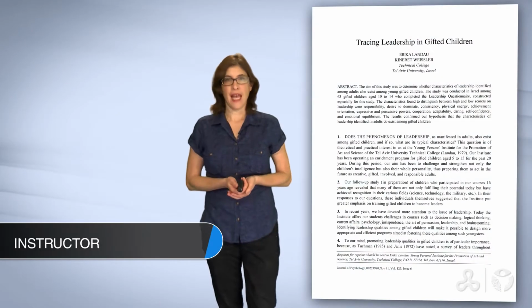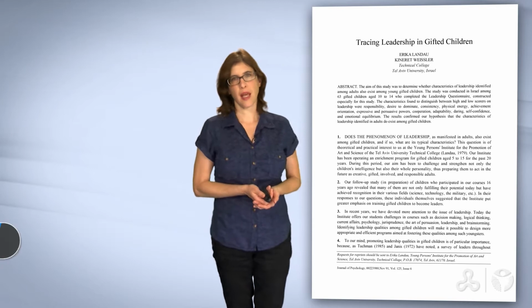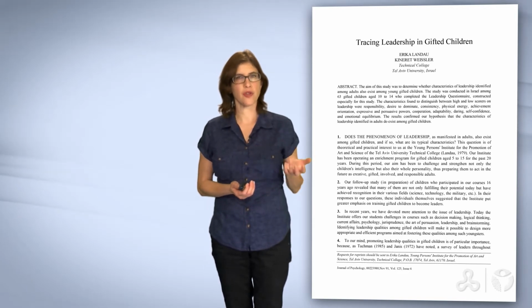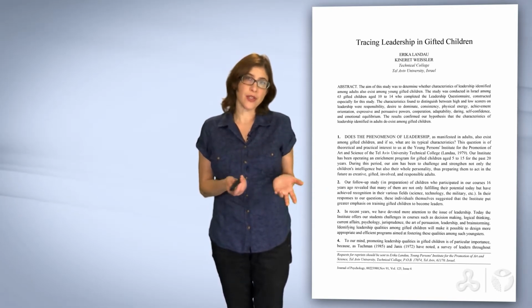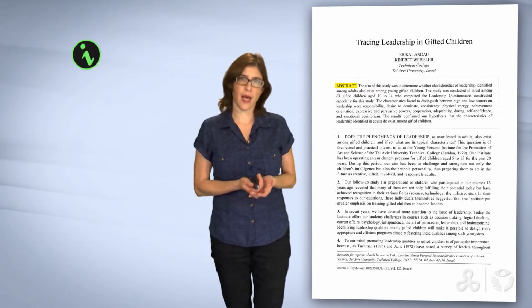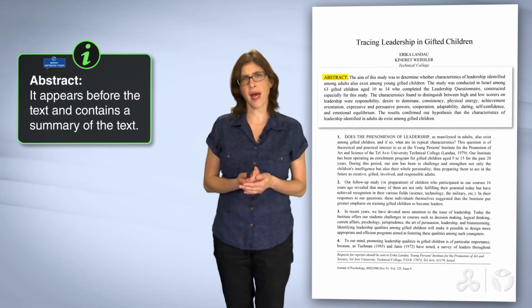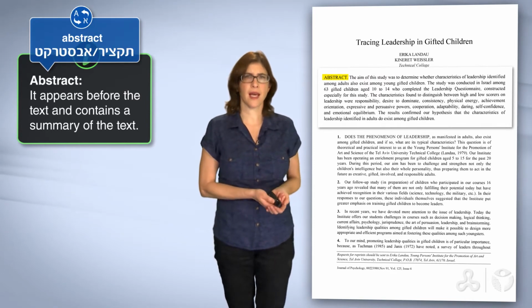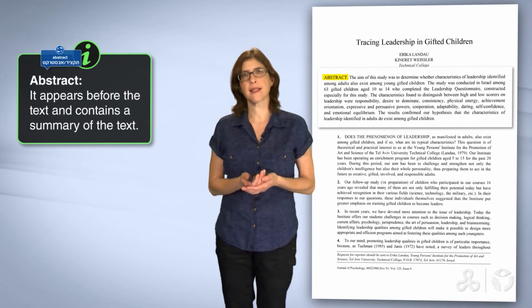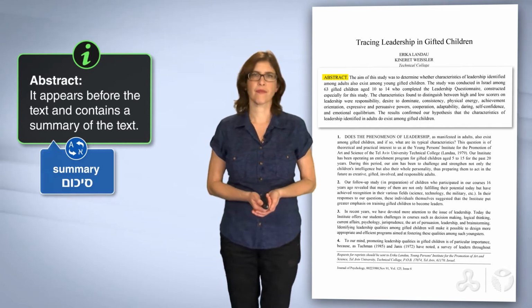Hello again. In the previous lesson, we learned the elements of a research text, and we looked for the eye-catching features that show us that this is a research article. In this lesson, we are going to read the abstract. Remember, the abstract appears before the text and contains a summary of the text.